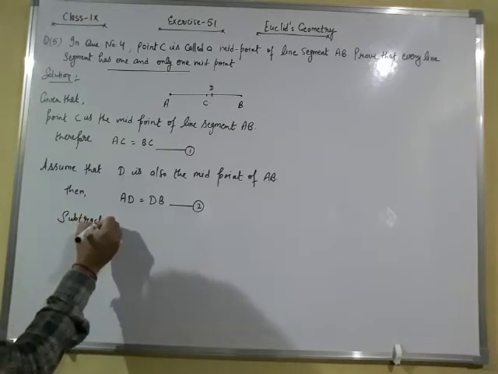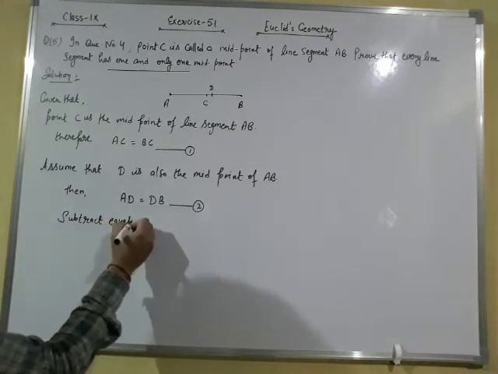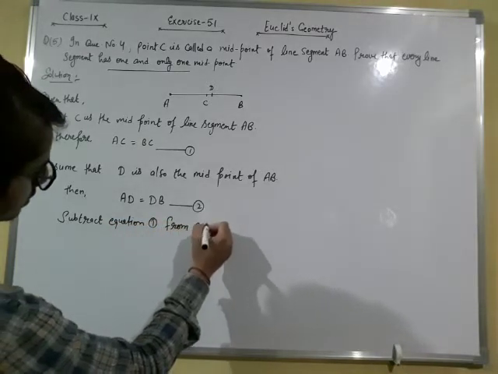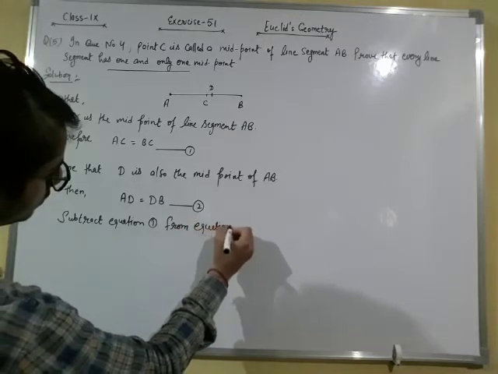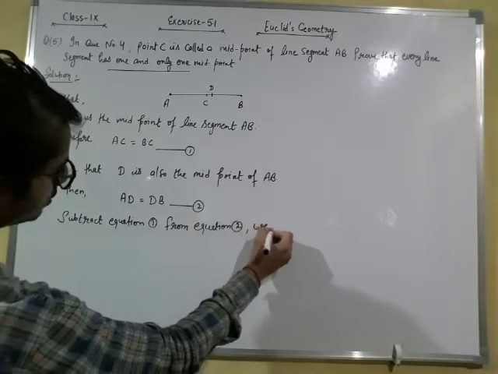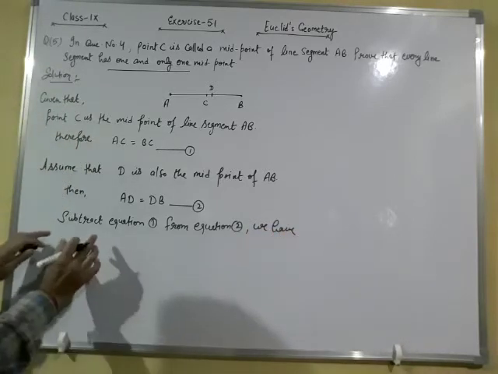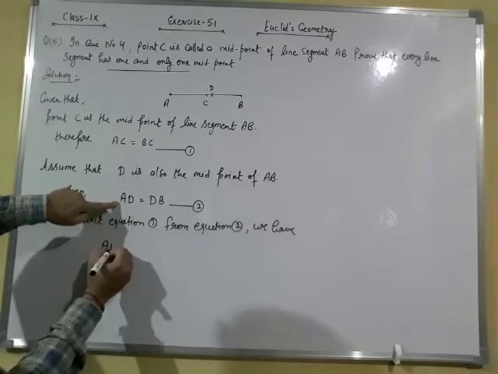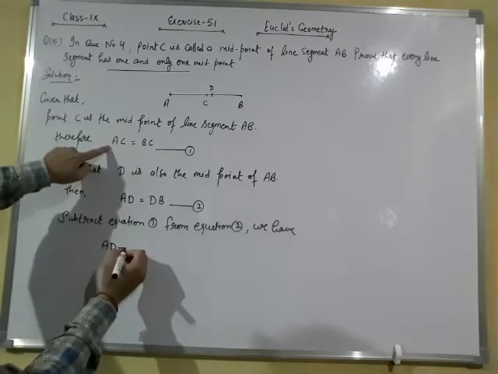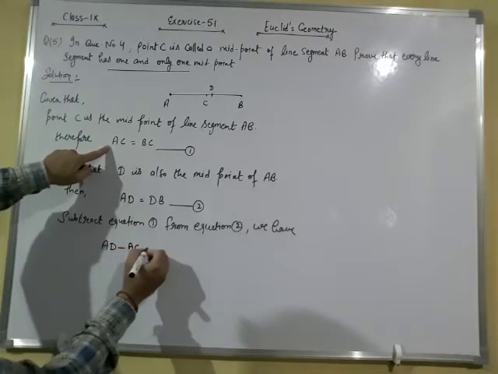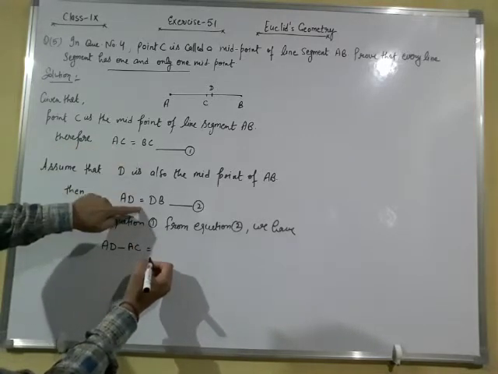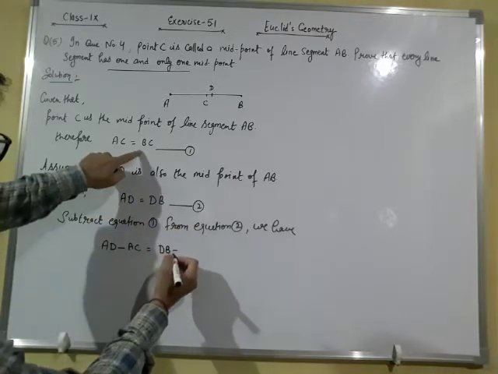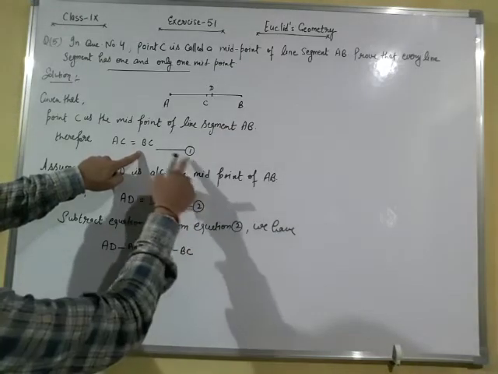Subtract equation 1 from equation 2. On the left-hand side of equation 2 we have AD, and from AD we will subtract the left-hand side of equation 1, AC. We have an equal sign in both equations. Then in equation 2 we have DB, and we will subtract the right-hand side of equation 1, that is BC.